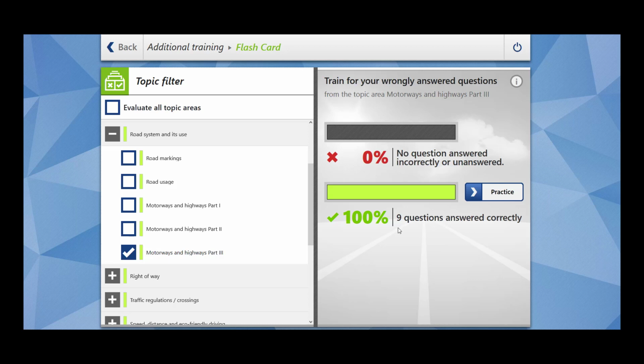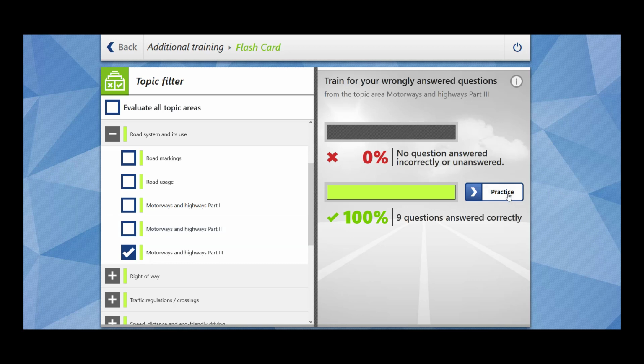In this video, we are going to cover 9 questions related to the topic Motorways and Highways Part 3rd. And this topic is going to be the last topic under the main topic of road system and its use. For the rest of the topics we have already covered. I will post the links to these topics in the description below.